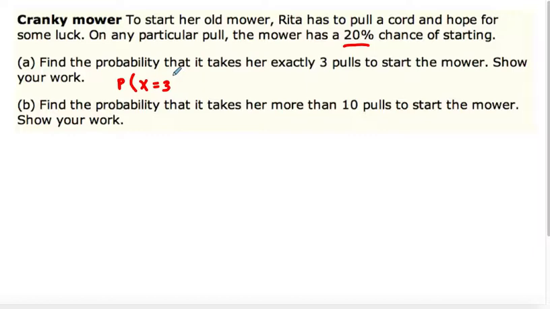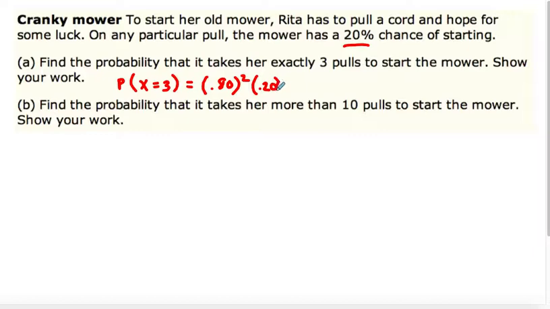okay, then this is how I would write it out symbolically. It takes her exactly 3 pulls. Well, if it starts on the 3rd pull, what happened the first 2 times? So it failed the first 2 times. If the probability of it starting is 20%, then the probability of it failing would be 0.80. And that would be to the 2nd power because it failed twice. And then she had a success.